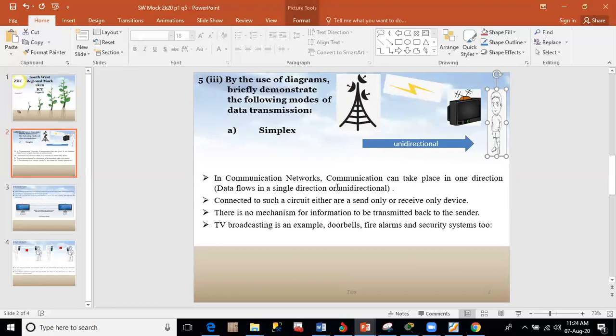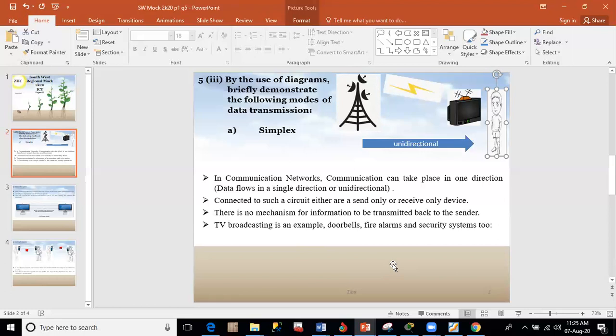In communication networks, communication can take place in one direction. Data flows in a single direction, that is unidirectional. Connected to such a circuit is either a send-only or receive-only device. There is a send-only device here and a receive-only device here. There are no mechanisms for information to be transmitted back to the sender. You cannot reply. Serial broadcasting, an example, doorbells. When you ring it from outside and it sounds inside, you cannot ring inside for the person to get it outside. It's impossible.